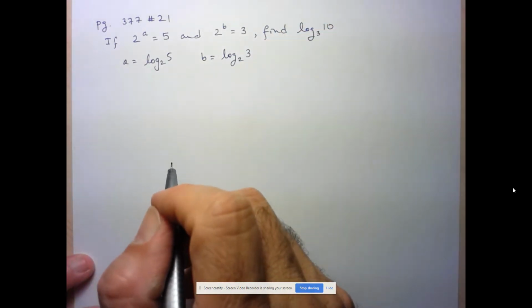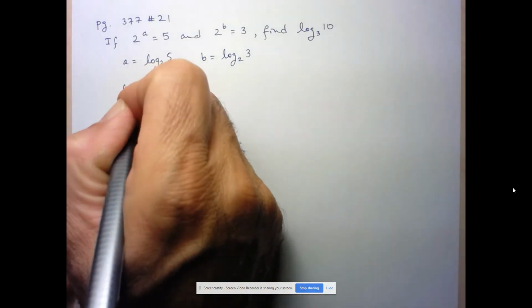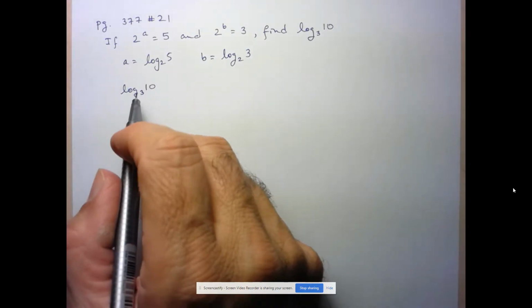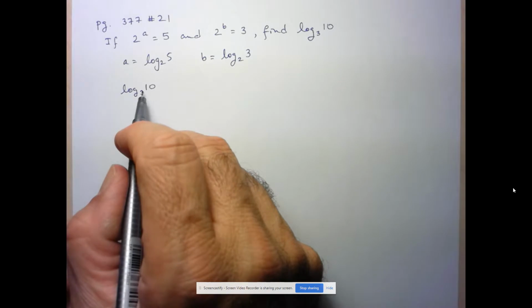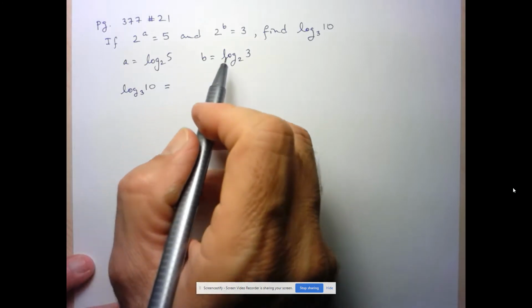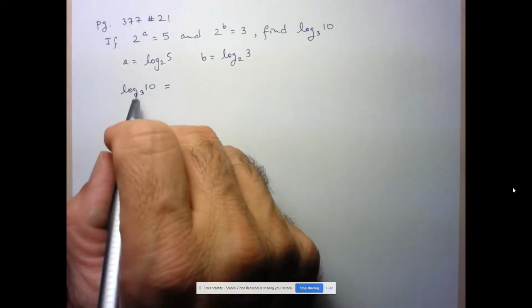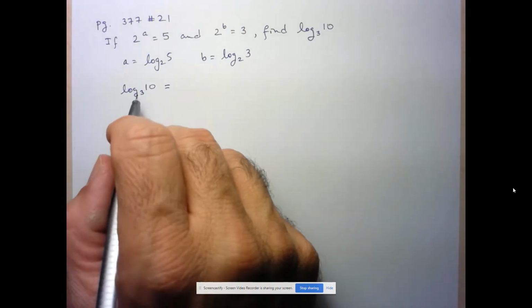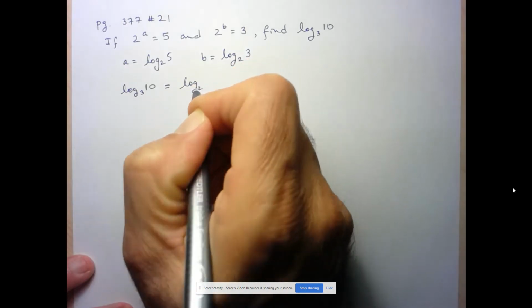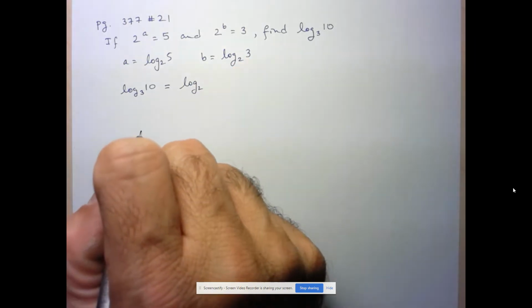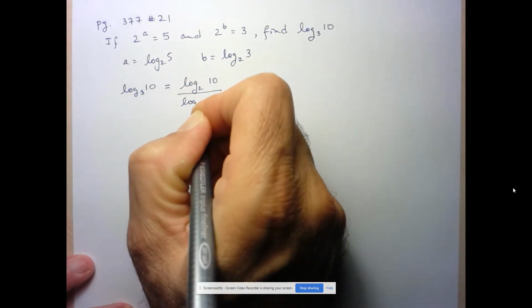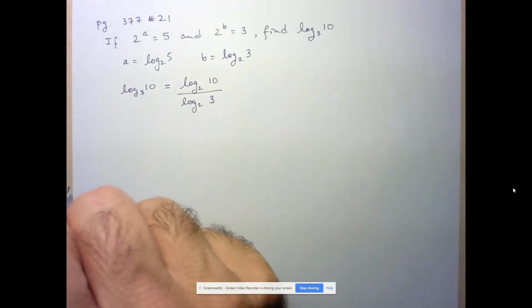But what I'm trying to determine is log base 3 of 10. So I'm going to change this logarithmic expression into one using base 2, so at least I'm working with the same types of logarithms throughout. I can do that using my change of base formula. It says that this logarithm is equivalent to the log base 2, whatever base I want to change it to, of the original input over log base 2 of the original base. And there you go.